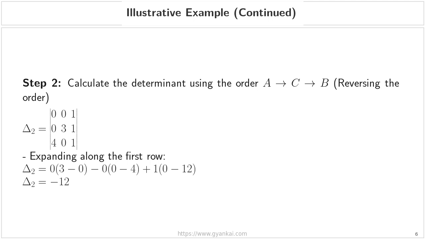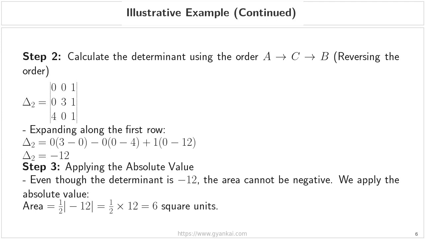Following through with the arithmetic, we get 0 times the quantity 3 minus 0, minus 0 times the quantity 0 minus 4, plus 1 times the quantity 0 minus 12. This simplifies to 0 minus 0 plus negative 12, leaving us with a determinant, delta 2, equal to negative 12. This brings us to step 3, where we apply the absolute value.